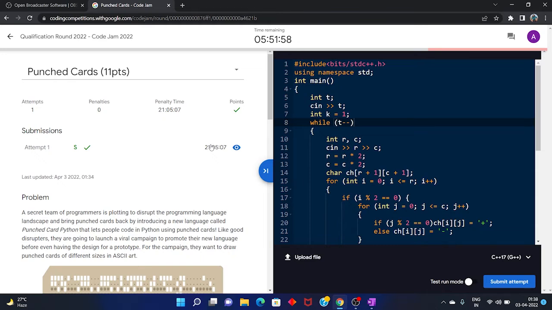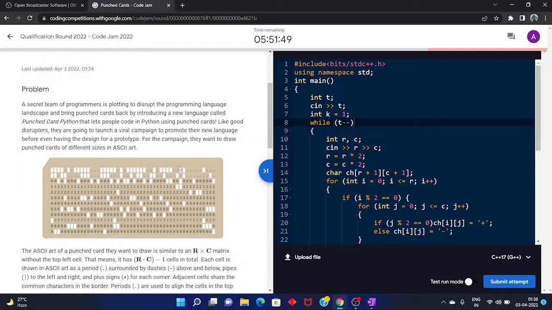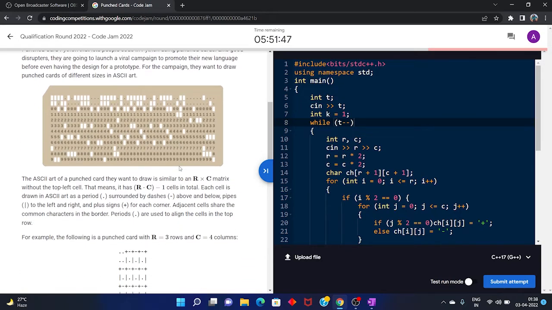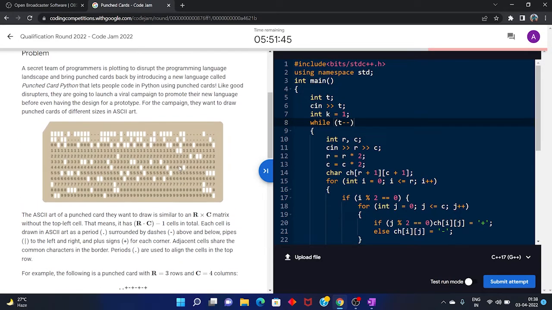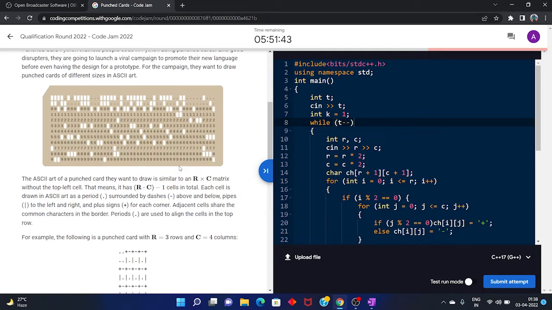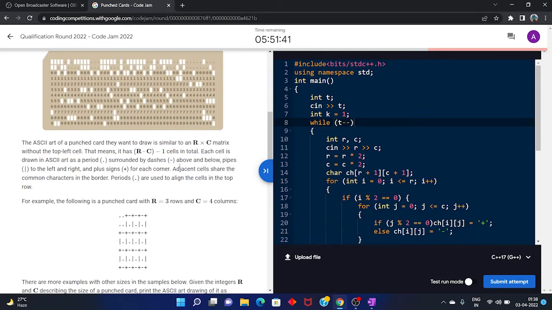Today we will be solving the first question, Punched Cards, from the Google Code Jam Qualification Round 2022. So here is the problem statement. As you can pause the video and read the whole problem statement, I will be explaining the main part of it.